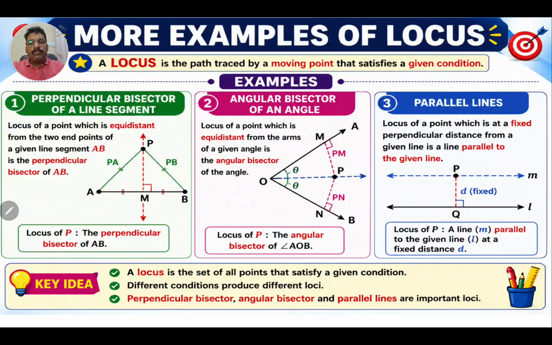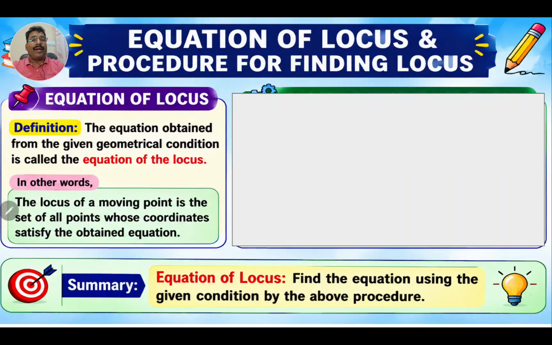Now, locus means a set of points which satisfies the given condition, we know that. What is the equation of a locus? The equation obtained from the given geometrical conditions is called the equation of the locus.